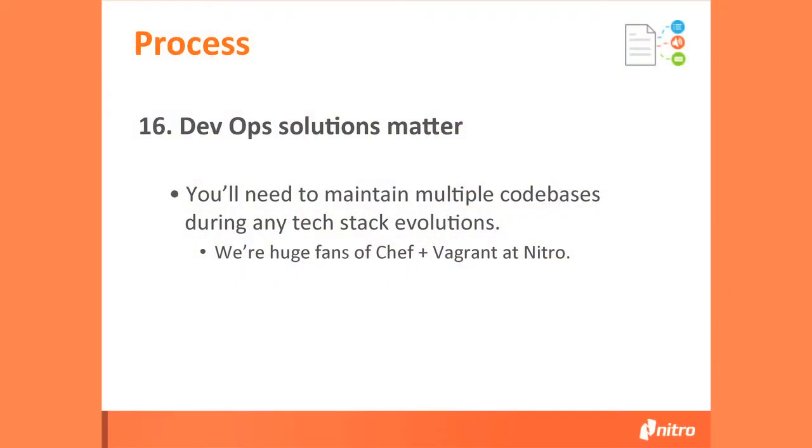One liner here that's the most important one about the process is that DevOps solutions matter. Chef plus Vagrant, we're really huge fans of this at Nitro. We're hopefully going to be open sourcing some of the things for us. And when you're working on an existing product code base and you're building new stuff, you have to be able to switch frequently back and forth. Chef plus Vagrant is thumbs up.